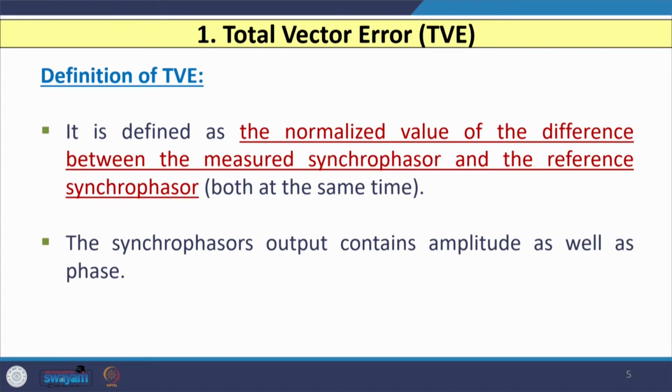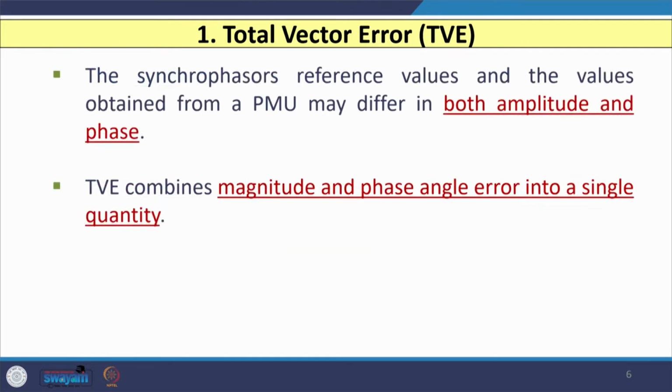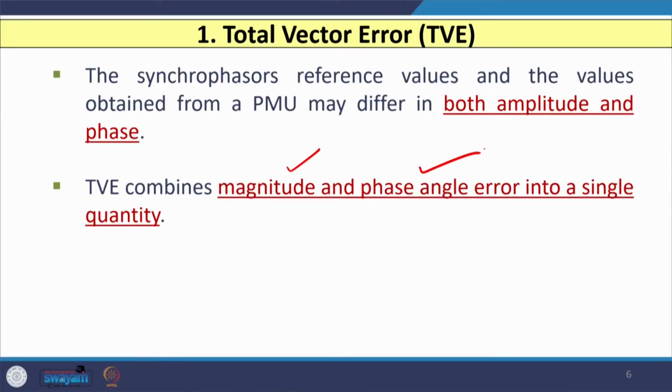Total vector error is defined as the normalized value of the difference between the measured synchrophasor, that is estimated by the PMU, and the reference synchrophasor, both at the same time. We know that a synchrophasor output contains both amplitude and phase. The reference synchrophasor values and the values estimated by the PMU may differ both in amplitude as well as in phase. So, total vector error combines both magnitude and phase angle error into a single quantity.